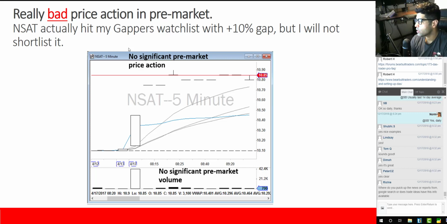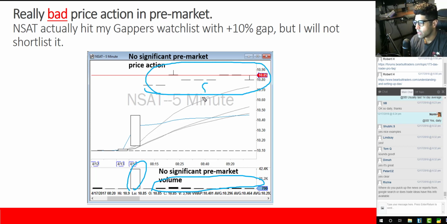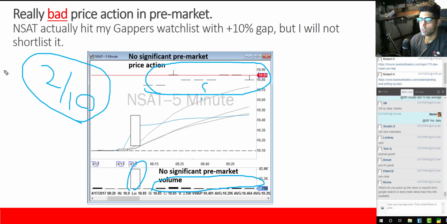Another example of a bad price action is NSAT. Yeah, it hit your scanner, gapped up 10%, 20%, but look at it. There's nothing. There's no volume. There's only a small amount of volume at 8 o'clock, and after that there's nothing. No transactions, nothing. So even if this one hits my scanner, I really don't see any opportunity in it. I give it a 2 out of 10 or 3 out of 10. So I definitely don't put this on the watch list.